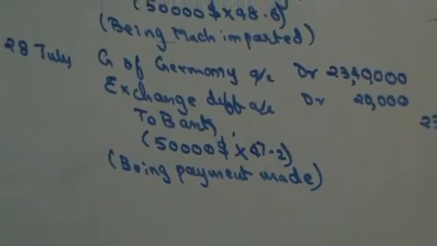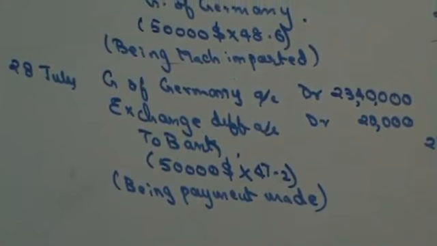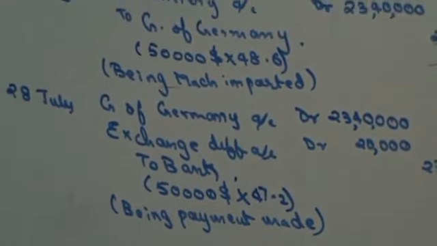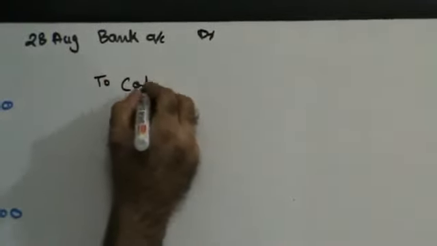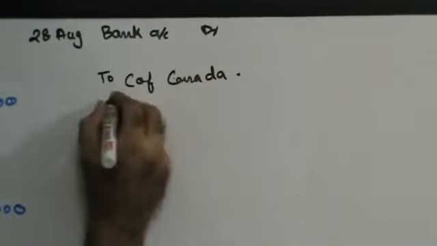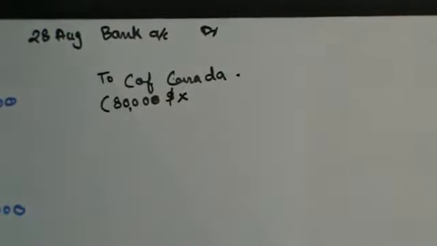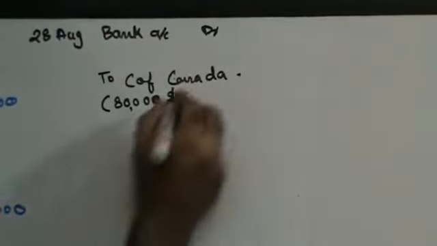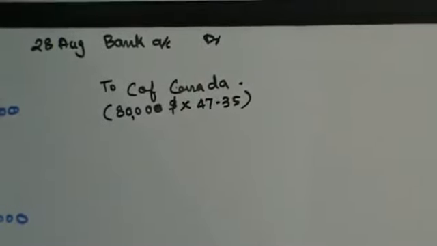Right, after 28th July, you have 28th August, which is Sea of Canada. On 28th August, payment was received from Sea of Canada, $80,000. Payment received. Money is coming in, bank account debit, leave a line to Sea of Canada. Right, $80,000 he is paying you. The dollar rate on the date of export was 47.35, and on the date of payment the dollar rate was 47.